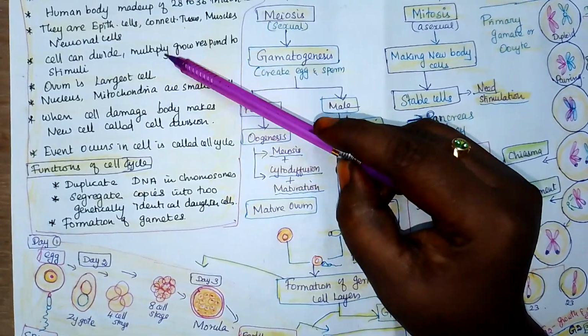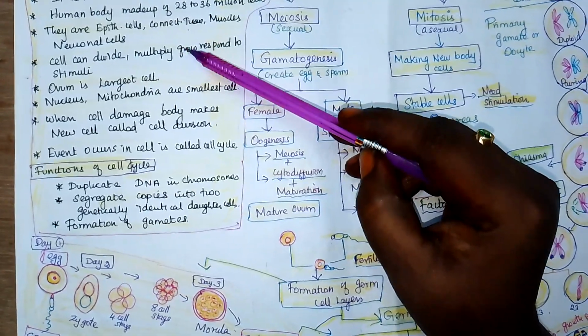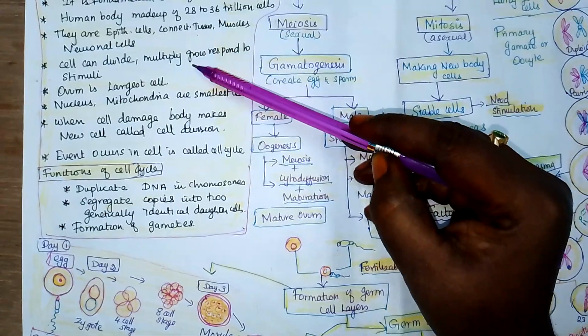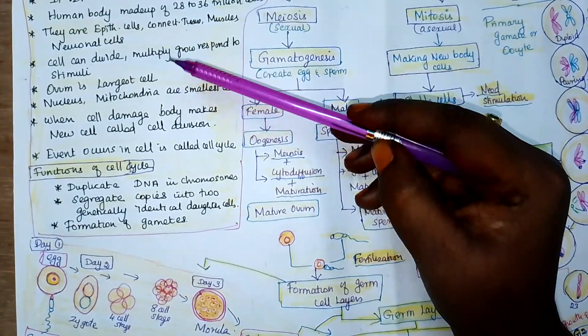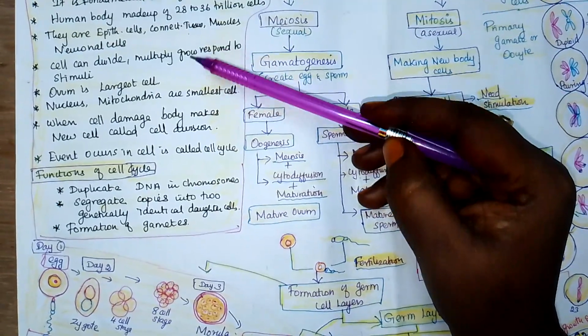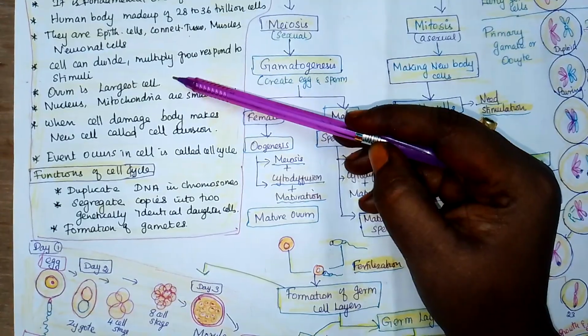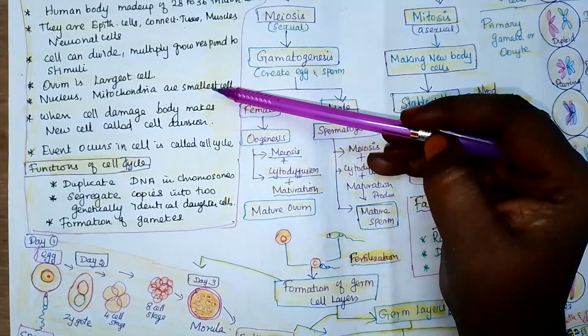What about the other cells? Multiplication always takes place in them. Where does it take place? In the skin, the GI system, and bone marrow. So cells are always dying and new cells are growing; naturally it takes place. Okay, the ovum is the largest cell. The nucleus and mitochondria are smaller.